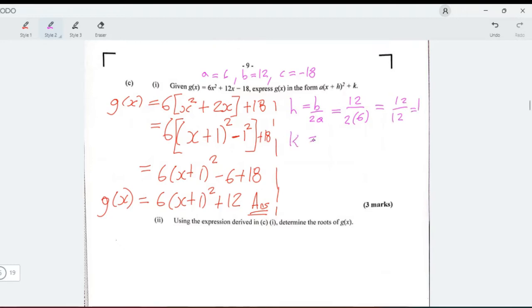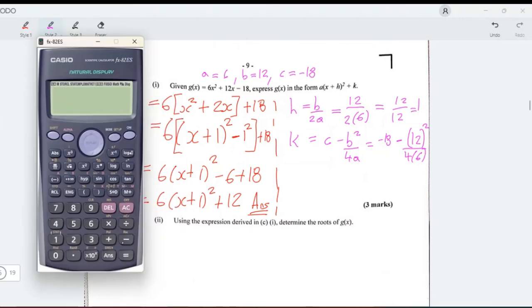Then now we know k as c minus b squared over 4a. Or some know it as 4ac minus b squared over 4a. It doesn't matter. So now we're using this formula, c, negative 18, minus b squared over 4 times a. I'll put that in the calculator. Negative 18 minus fraction button, b squared, 12 squared, over 4 times a.